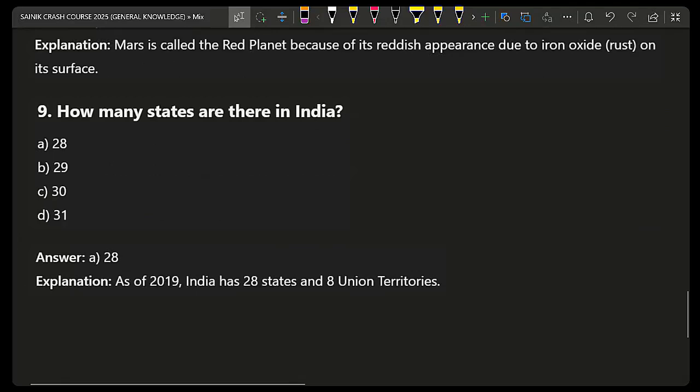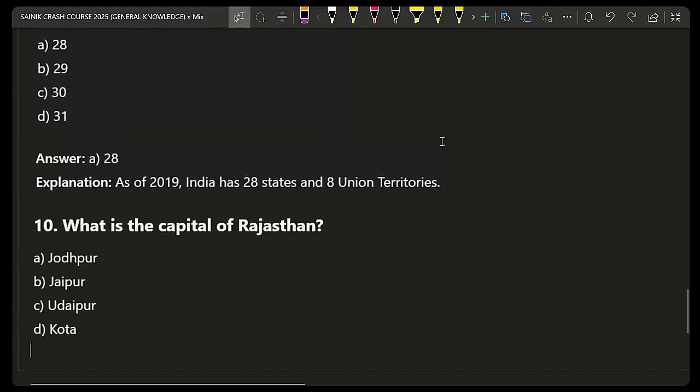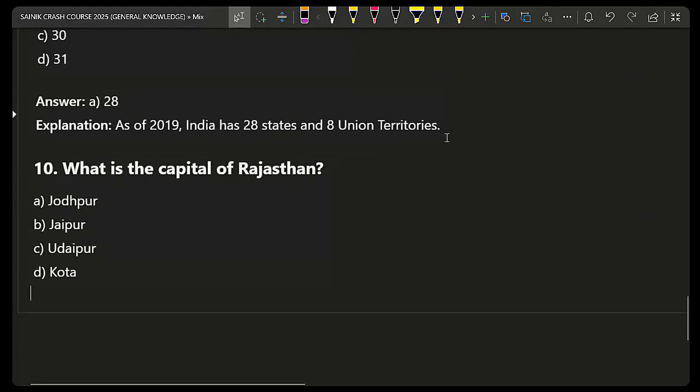So next question. Simple question. What is the capital of Rajasthan? Option A, Jodhpur. Option B, Jaipur. Option C, Udaipur. And option D, Kota.